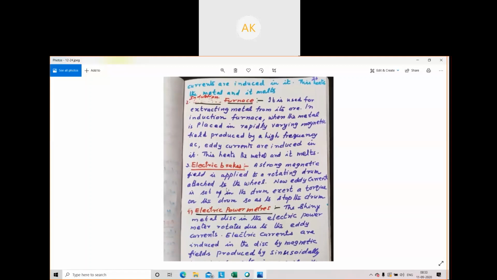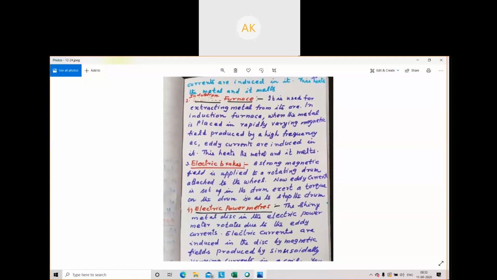So now, a strong magnetic field is applied to a rotating drum attached to the wheel. In order to stop the wheel, we just switch on the current and the magnetic field is produced, and that makes the rotating drum suddenly stop. That opposes the motion. That opposes the change in flux. Now eddy current is set up in the drum, which exerts a torque on the drum so as to stop the drum. These are all applications.